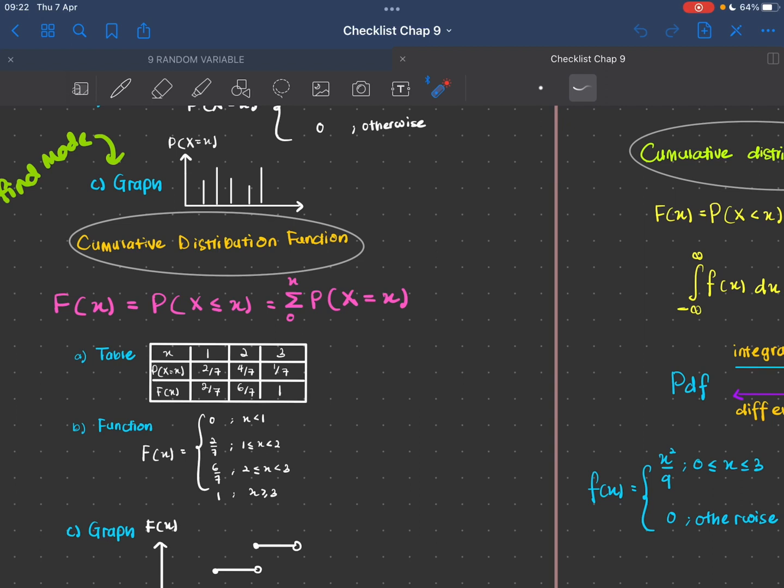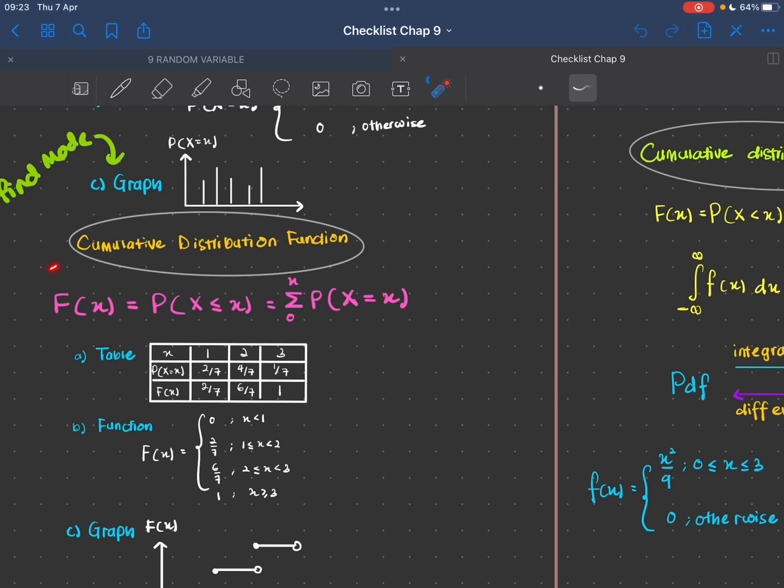Alright, so as you can see, we have table, function and graph. So this is your probability distribution. If you want to change into cumulative, so basically we start with 2 over 7. 2 over 7 plus 4 over 7, we get this one. 2 over 7, 4 over 7, 1 over 7, we get this one. Okay, so the probability here, the last one will always be 1.